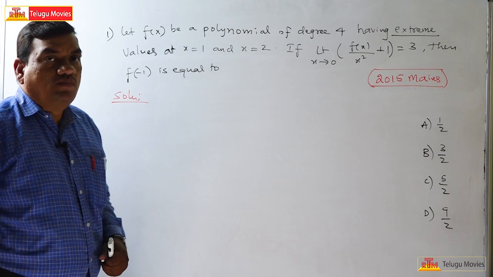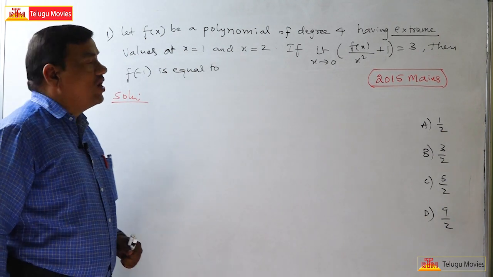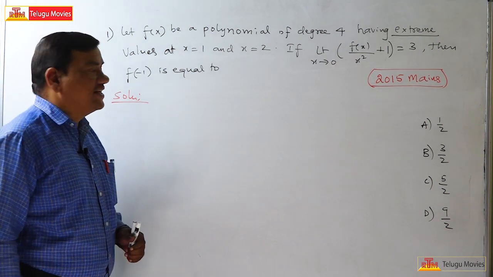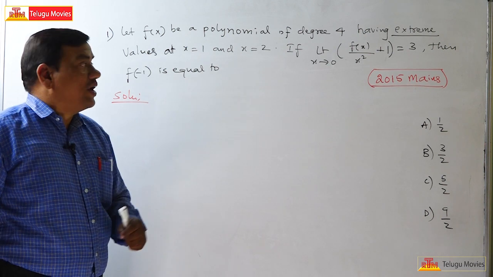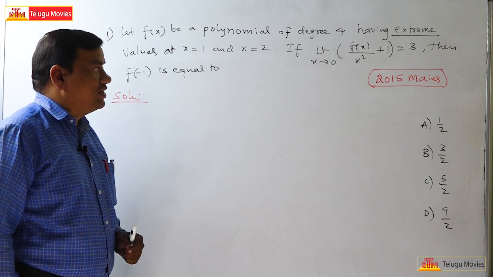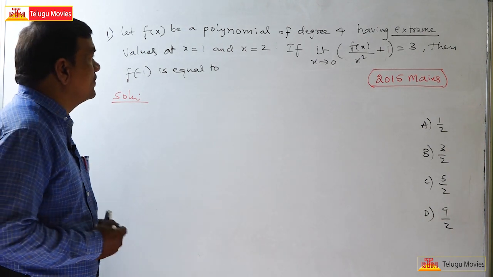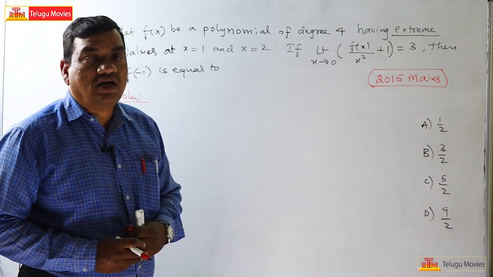Welcome to this problem. It is given that f of x is a polynomial of degree 4 having extreme values at x equal to 1 and x equal to 2, and if the limit as x tends to 0 of f of x by x square plus 1 is equal to 3, then f of minus 1 is equal to how much? So first of all, it is given that the polynomial has degree 4.